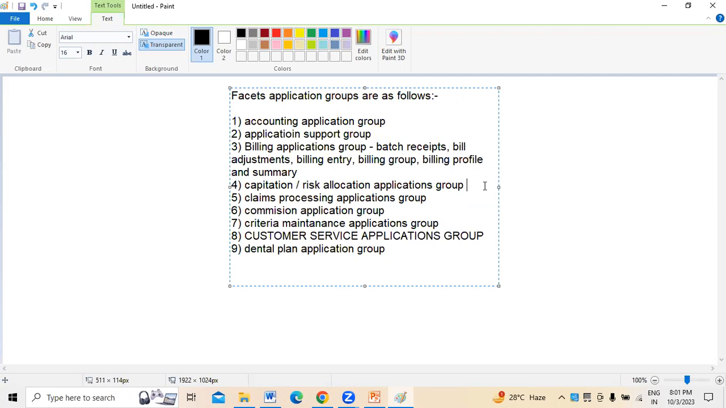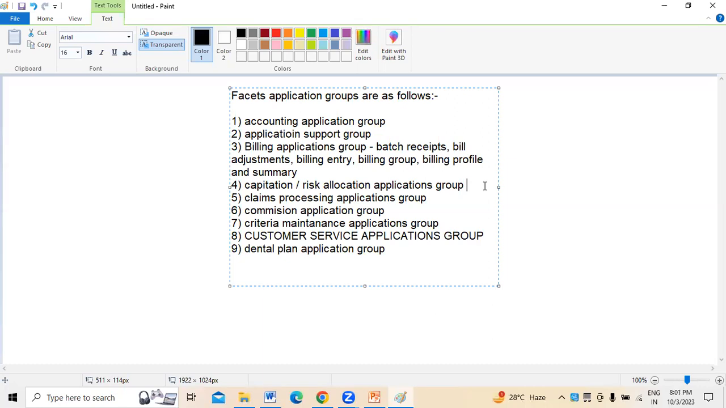Followed by criteria application services, that is CPT4 to ICD9. This is a conversion from CPT4 to ICD9 or 10. Because ICD9 sometimes can be ICD10 also. Earlier it was ICD9, but now it is ICD10. So even those conversions can also come under this criteria maintenance applications part.